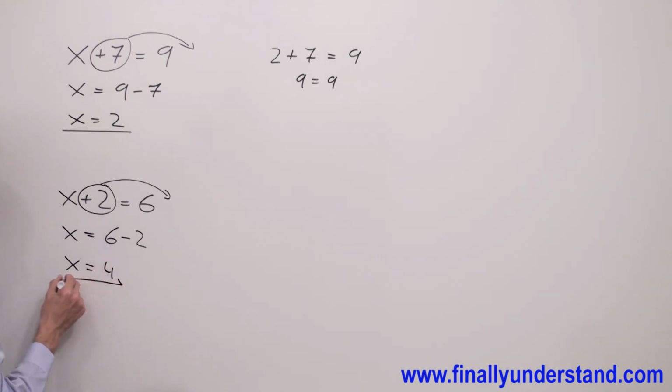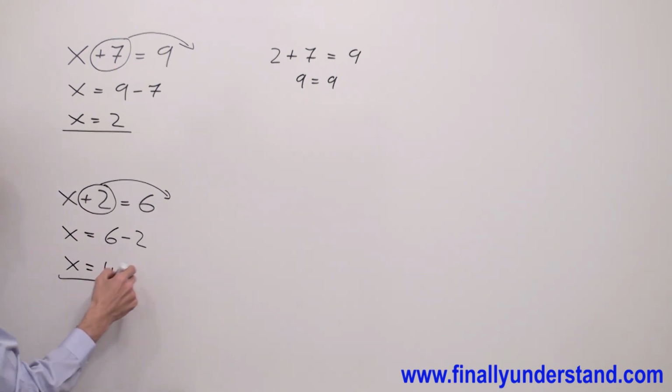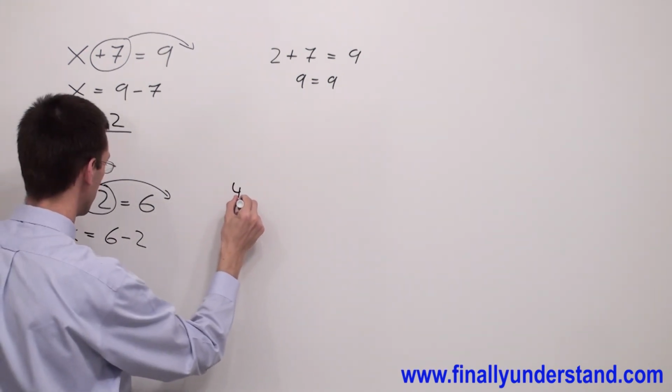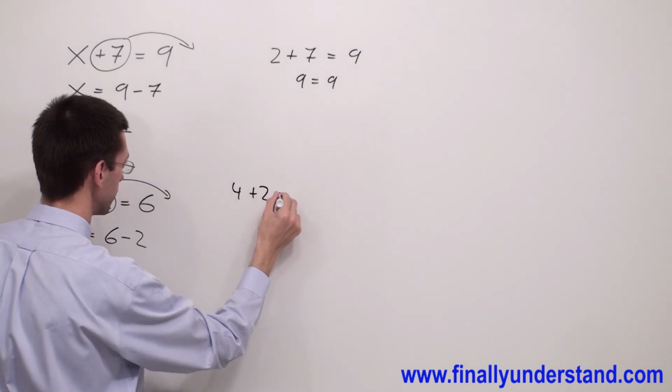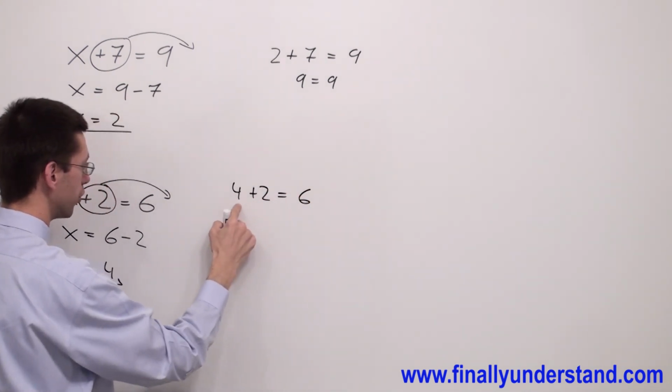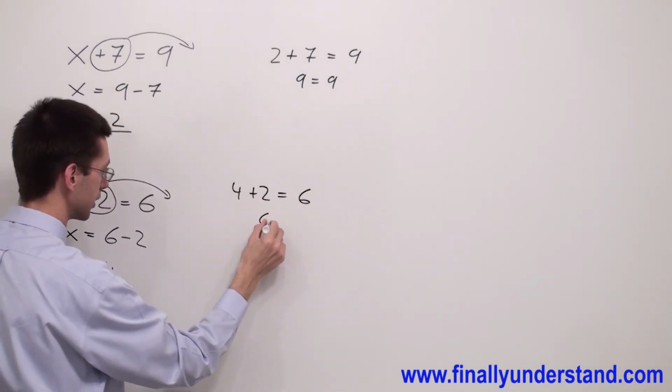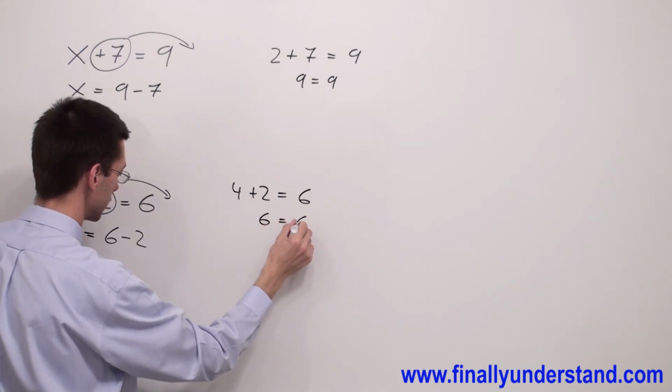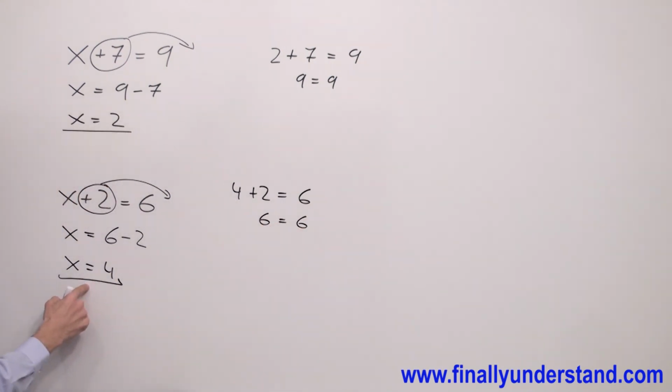This is the solution to my problem. Let's prove that this is correct. So I have to replace this x by the value which I just found. I'm going to have 4 plus 2 equals 6. 4 plus 2 is 6. 6 is equal 6. That's why this is the solution to my problem.